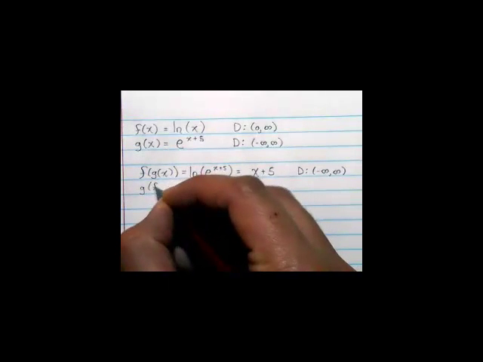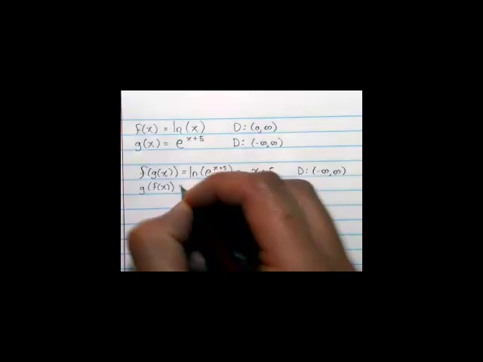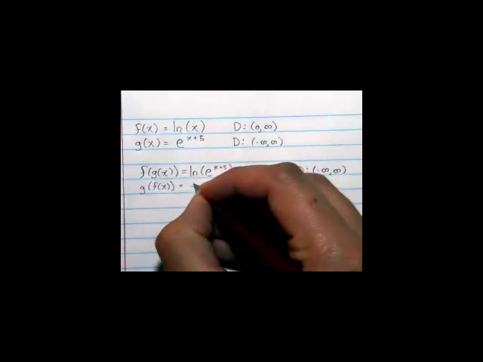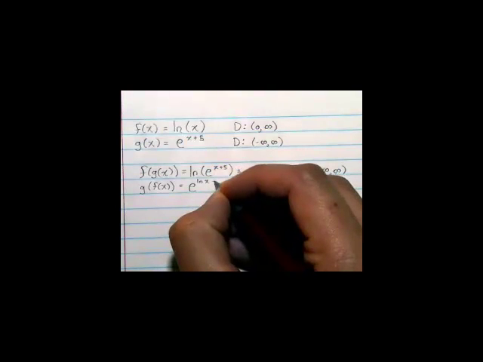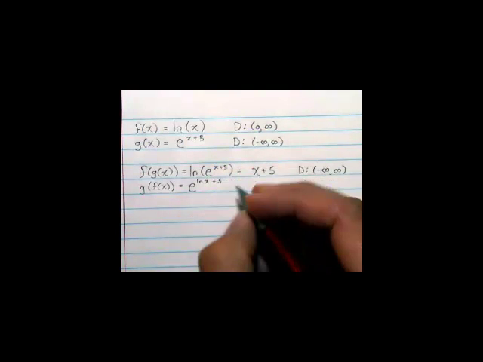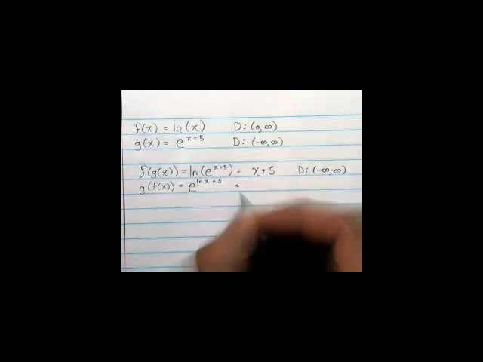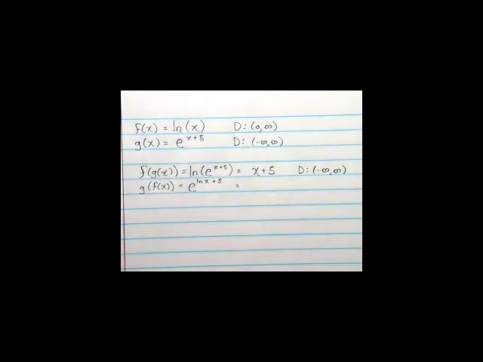Okay, g of f of x, that's going to be e to the natural log x plus 5. Can we simplify that? This is going to be a little bit of a stretch probably for most of us because it's been a while since we've really looked at properties of logs and exponentials, but maybe we can come up with it.